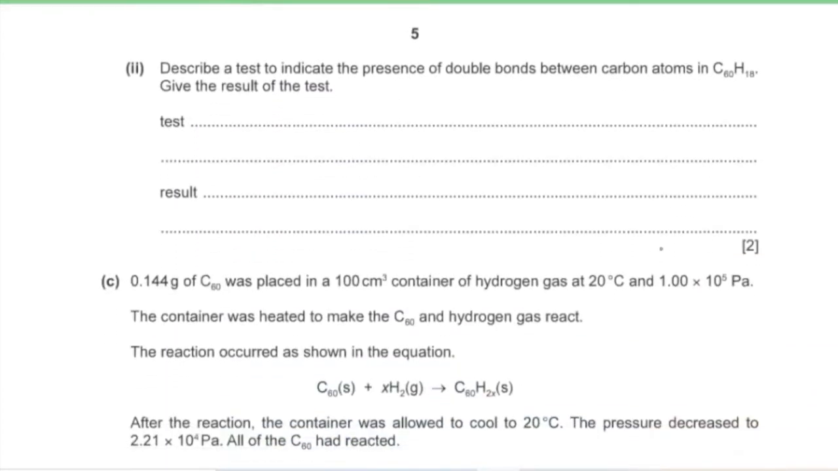Now, describe a test to indicate the presence of double bonds between carbon atoms and give the result of the test. So for an unsaturated compound, we can use bromine water. And if the solution changes from brown to colorless, then that's a positive result, meaning that double bonds are present. So the positive result would be brown to colorless.